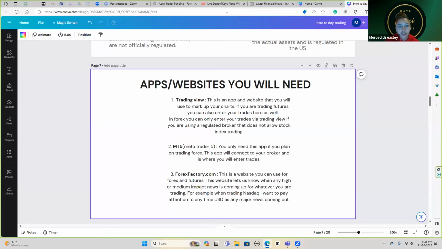Any questions about this? Let's put some more 4s in the chat. If these made sense, we will keep going. There's some more apps and websites. Any questions on any of these?